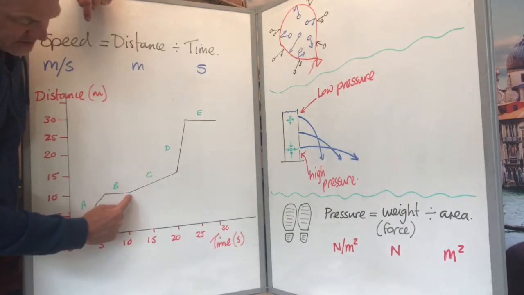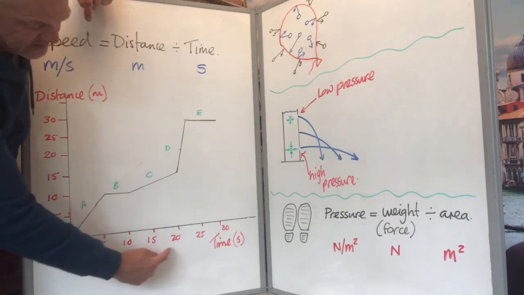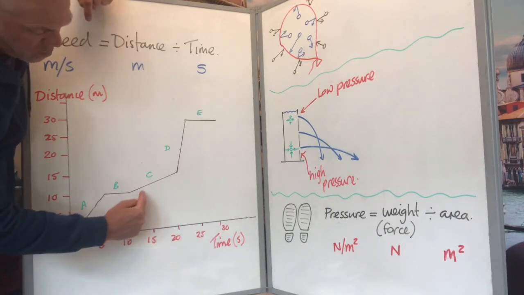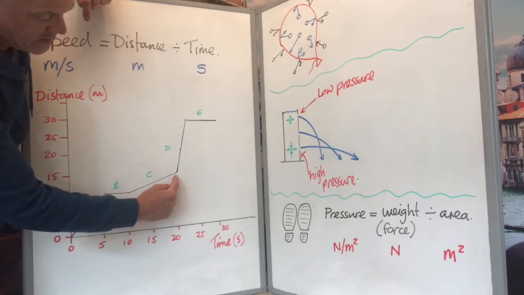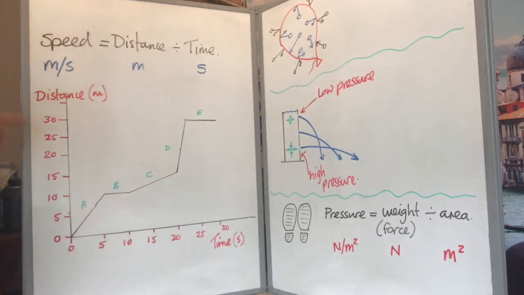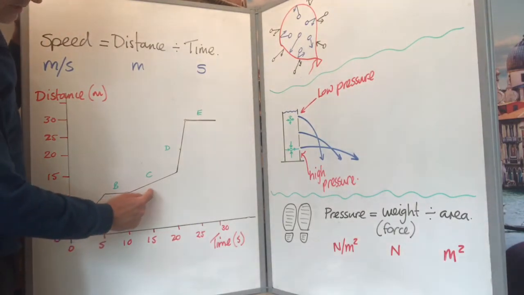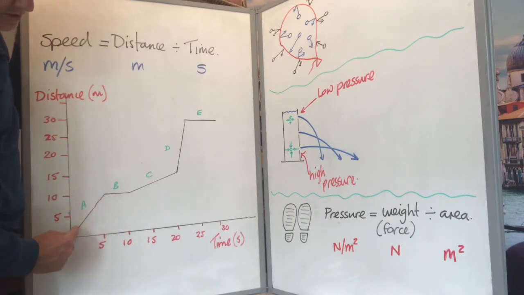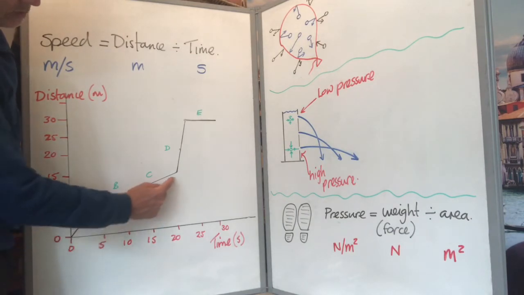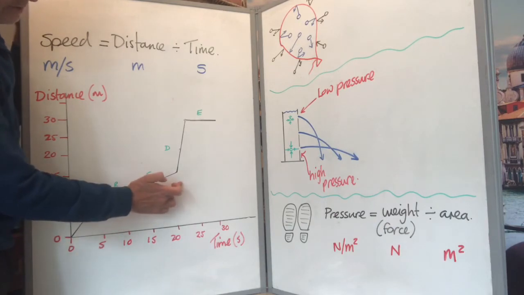And then stage C here, for the next 10 seconds, we are moving very, very slowly. So we've only moved 5 meters in 10 seconds. So 5 divided by 10 is 0.5 meters per second. So here our speed is very slow. Faster here, steeper line. Slower here, a more shallow line.